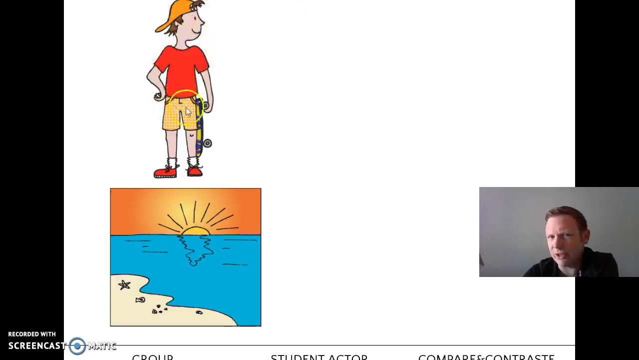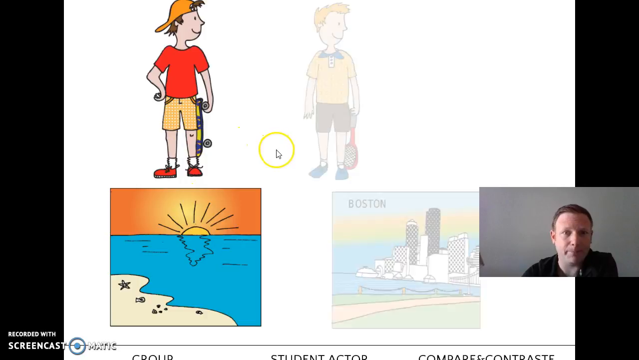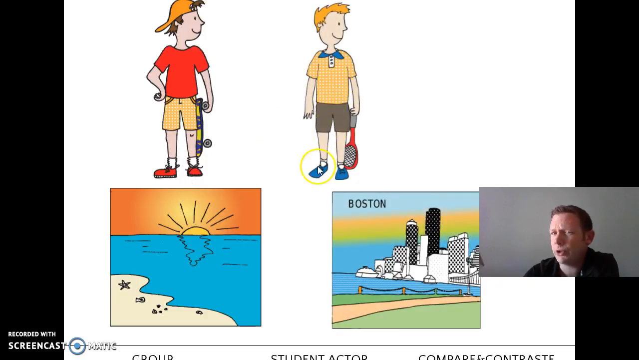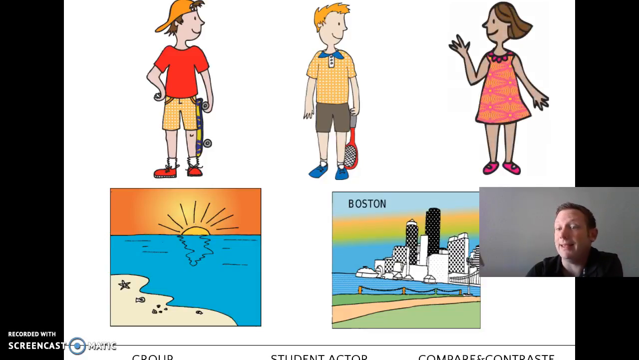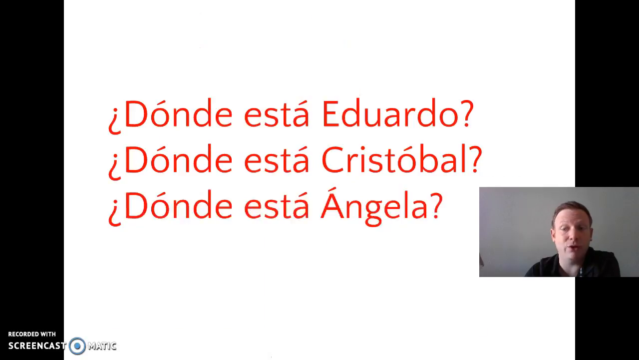¿Quién es el niño? Sí, es Eduardo. ¿Y dónde está Eduardo? Sí, Eduardo está en California. ¿Quién es el niño número 2? Sí, es Cristóbal. ¿Y dónde está Cristóbal? Sí, Cristóbal está en Boston. ¿Y quién es la niña? Sí, Ángela es la niña. ¿Y dónde está Ángela?